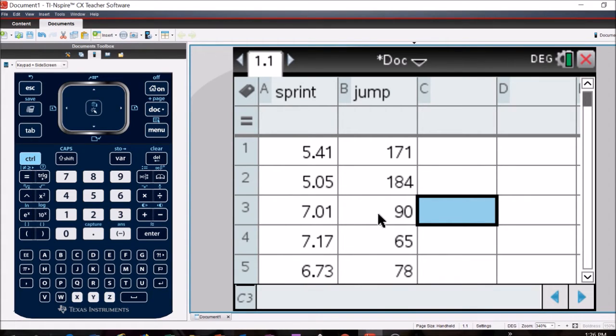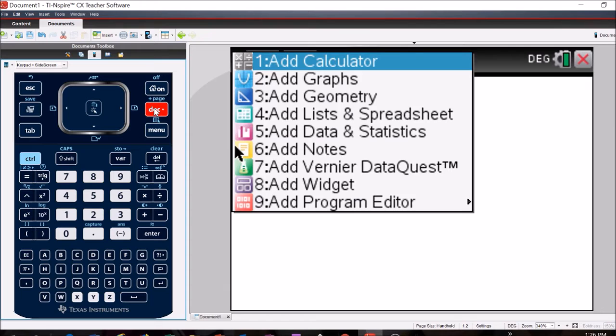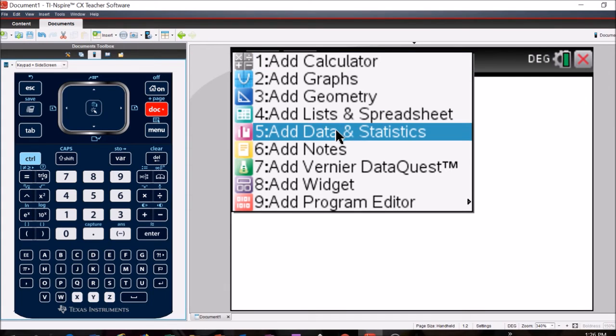Now we want to make a scatter plot. So what we're going to do is come over here to Control and add a page. That's the dock button up here. Remember, that'll add a page. The page we want is data and statistics. Anytime you're trying to visualize your data, that's what you're going to do. I know it feels like you're going to hit graphs, but we're not graphing, we're visualizing data and statistics.